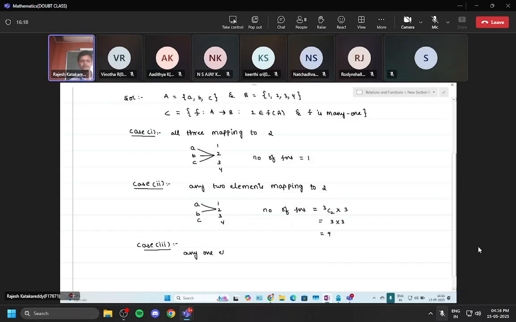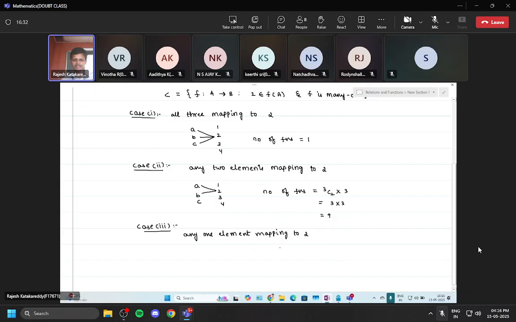Any one element. This is little trickier. Mapping to 2. I need to make sure the function is a many one function. So let's say number of functions I'm writing here. Out of 3, I'm selecting 1. The selected one we are mapping to 2. So like A, B, C. Let's say we are mapping A directly to 2. Now I have 1, 3 and 4. What I need to make sure is that B and C should map to the same.